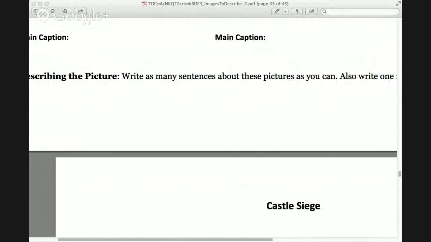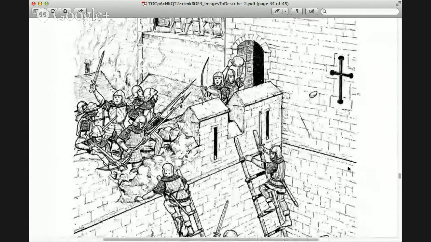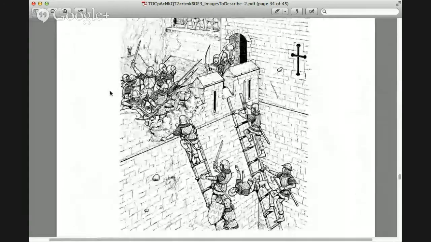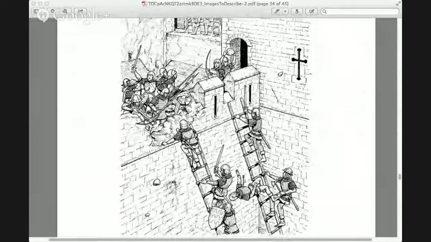Okay, let's see another one for Patricia. Is your microphone on today? Yes. Hi, how are you? Hi, thanks. Okay, so now we're at a castle. Castle siege. So what do you see here? All war pictures today. Last time it was all on the farm. Today it's all war. Okay, bye, Ken. See you later.